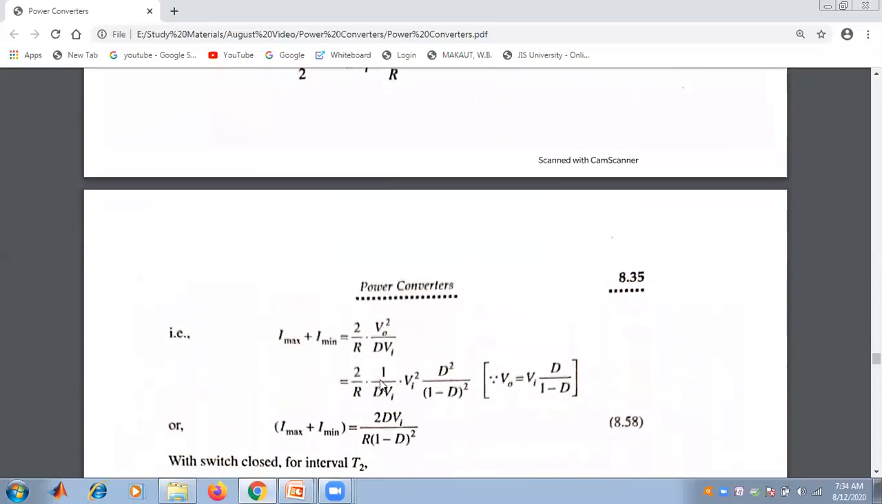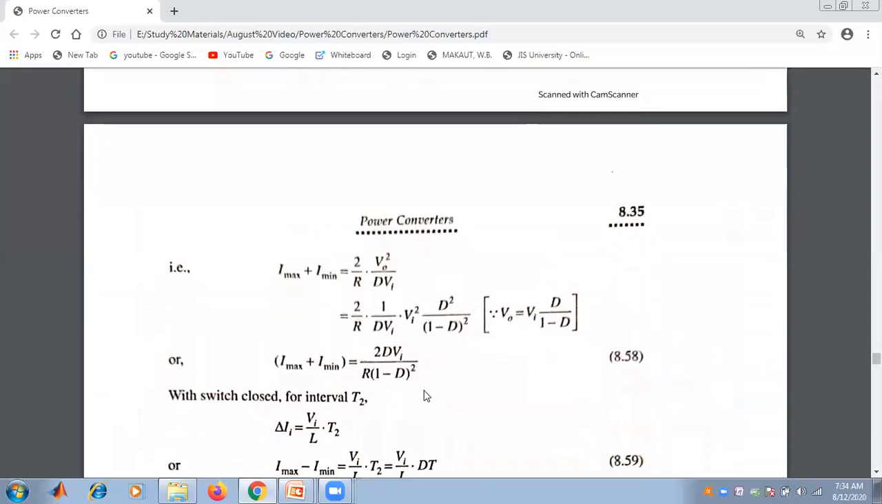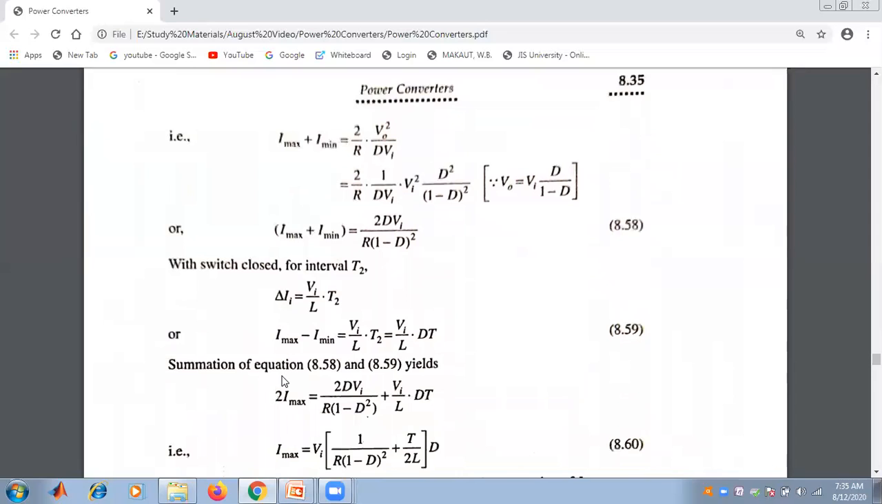So we are getting a value of I max plus I min. After doing all the calculation, replacing the Vo value by Vi into D by 1 minus D, we get the value of I max plus I min equal to 2DVi divided by R into (1 minus D) square. So we switch close for the interval T2.